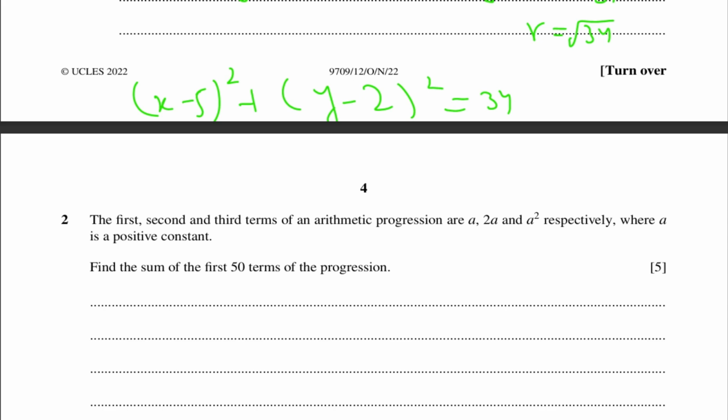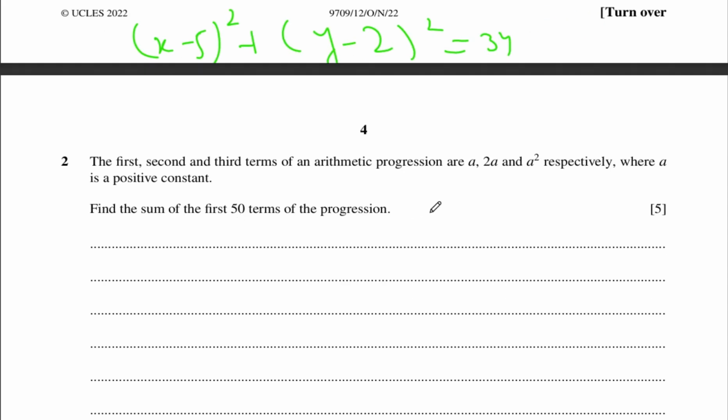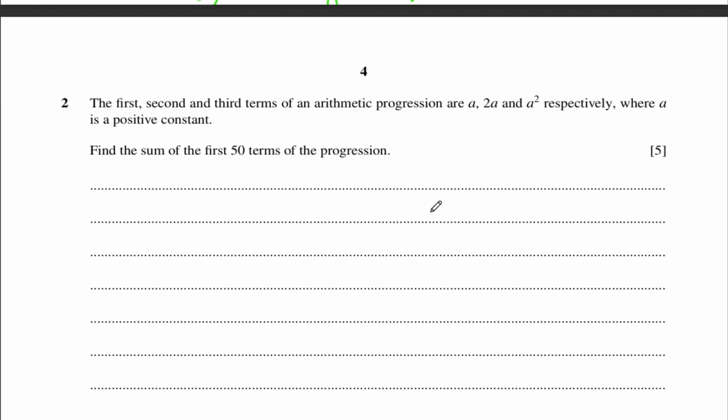Now next we will go to question number 2. The first, second and third terms of an arithmetic progression are a, 2a and a square respectively, where a is a positive constant. Find the sum of the first 50 terms of this progression. So let's use the formula for the sum of terms of an arithmetic progression. It is equal to n over 2 times (2a plus (n minus 1) d). So this is the formula, and we have to calculate the 50 terms.